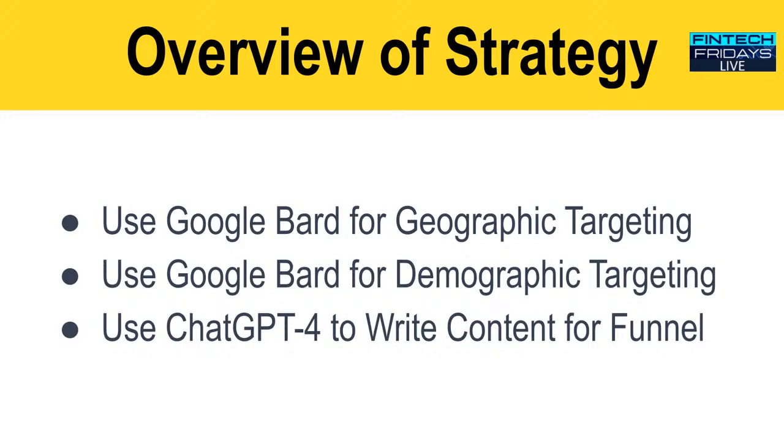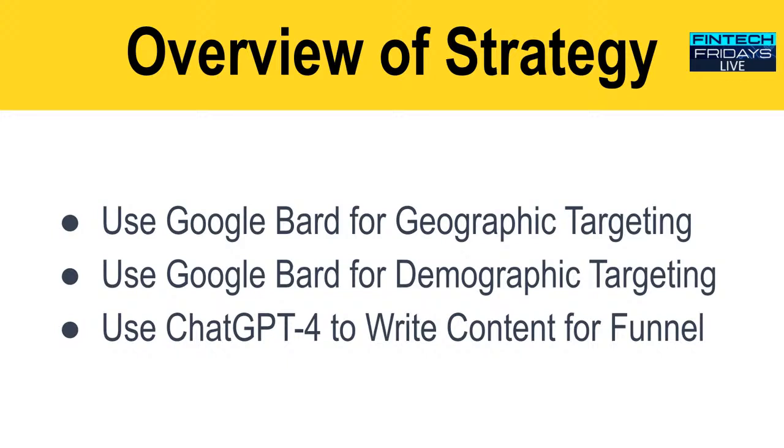So we're going to use Google Bard, and we're going to identify geographic targeting to find out where our first-time home buyers are. Now, the reason we do that is because if we're going to put money behind this, like if we're going to do ad spend to try to build a list of first-time home buyers, we don't want to do ad spend to the entire state. We want to target the places where the most first-time homebuyer activity is.